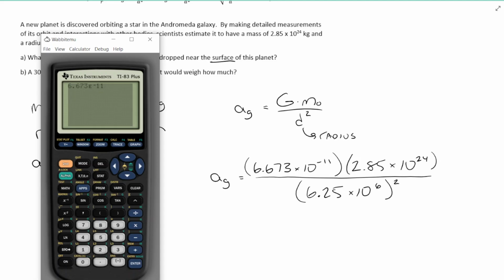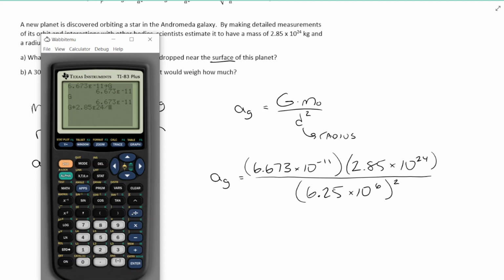So I'm actually going to store this value, STO. If I hit STO, I get the little arrow. And we're going to store this as alpha G. Right? So now, every time I type in alpha G, the green keys are with the alpha, I get this value. Right? So now I can take alpha G, and I can multiply that times the mass, 2.85, second double E to the 24, that's the mass of the planet.